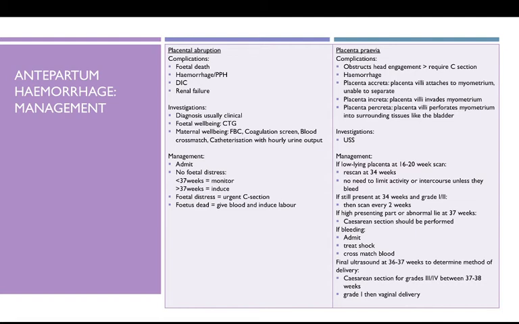Sorry, this is in odd order, but for grades 3 to 4, because the internal os is being obstructed, you would need to do a C-section between 37 to 38 weeks for grades 3 to 4 placenta previa. If they're grade 1, because the os isn't covered, you can do a vaginal delivery.